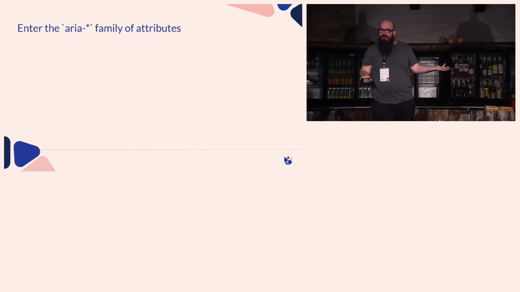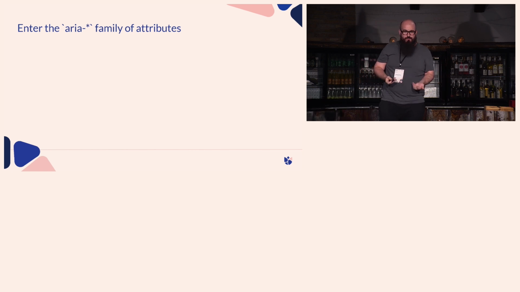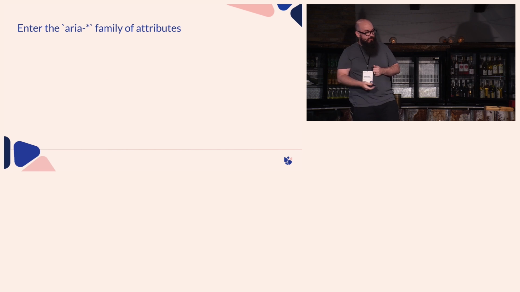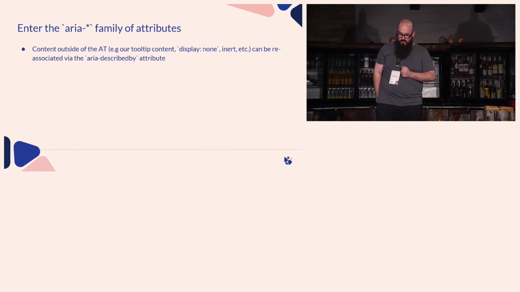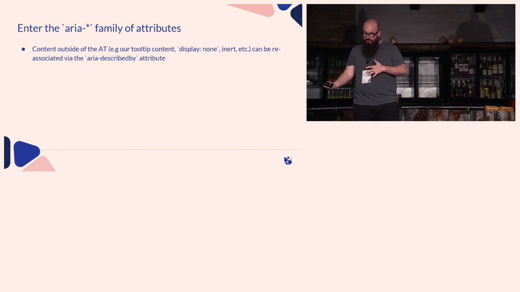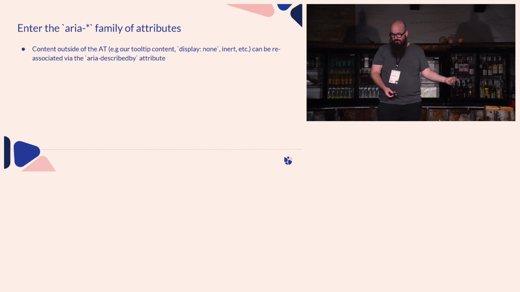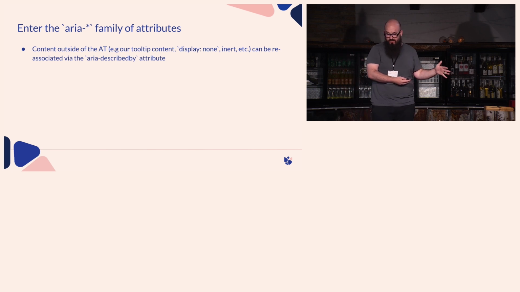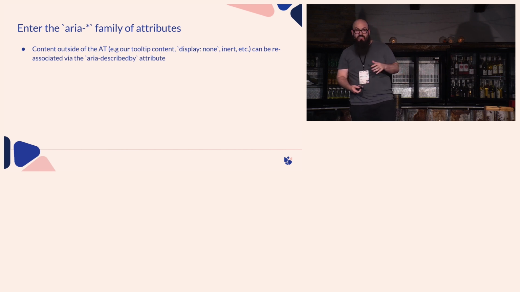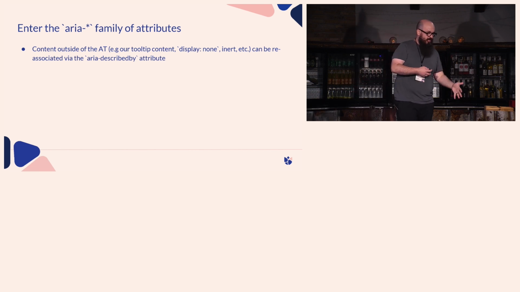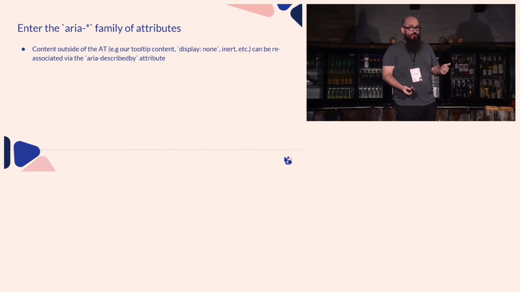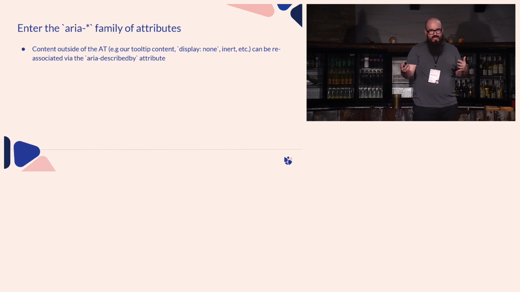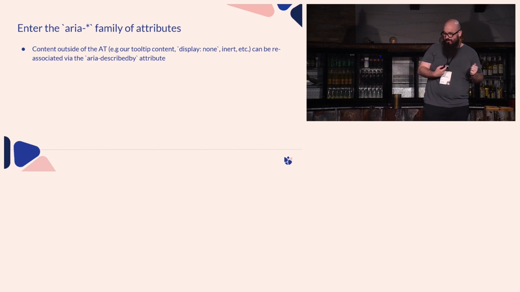And they're called the ARIA family of attributes. ARIA attributes. They're super powerful, particularly when we're talking about delivering accessible content. Here, we notice that there is some content out of our accessibility tree, in this case, our tooltip content, but this can also happen with the use of display none or the use of the inert attribute. And this content can be reassociated with other content via the ARIA described by attribute. It's one of the few, and we're going to talk about another one in a minute, attributes that allow you to bring content back into the accessibility tree, which is really cool.